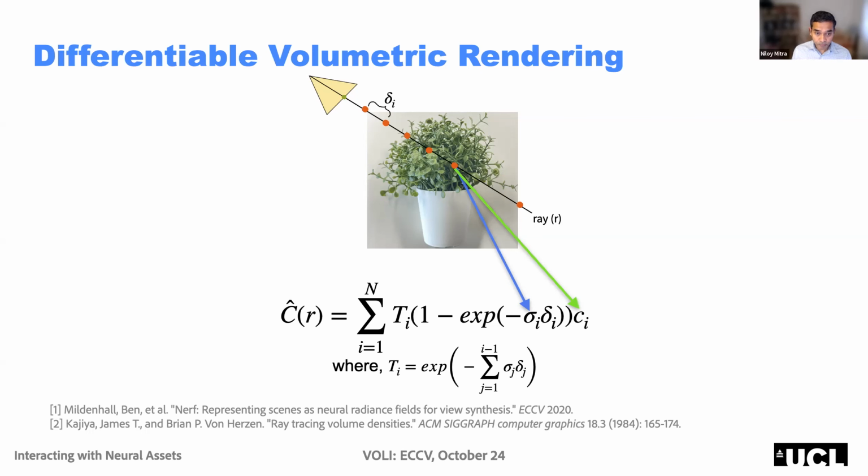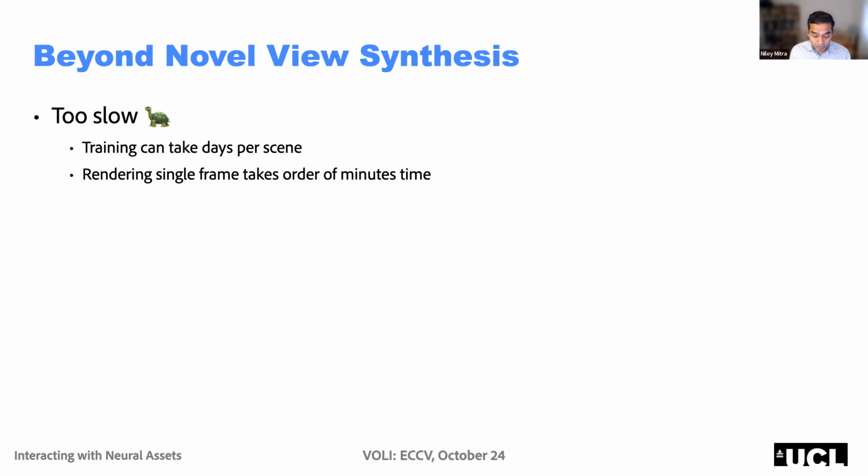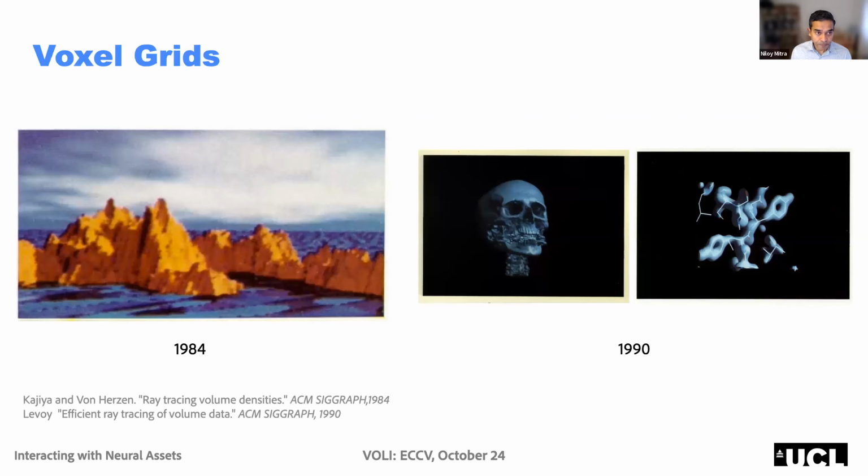So all this is good, and this can be optimized, but it is slow. The other thing which I will get to is that it's a global representation. That means when you have subsequent tasks, it is very hard, like we are interested in understanding interactions or doing generative models, etc.